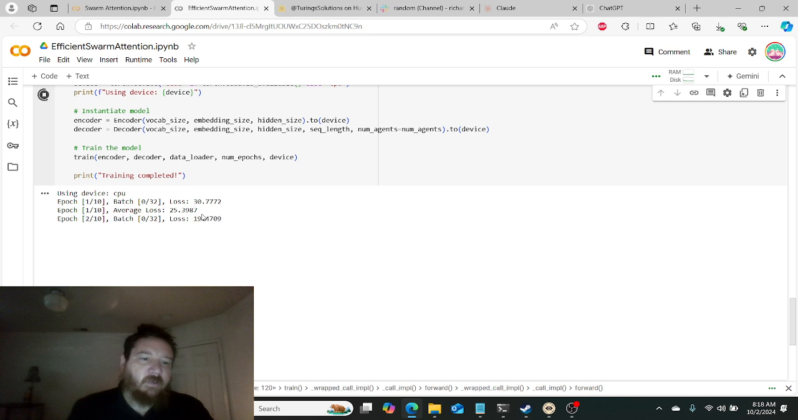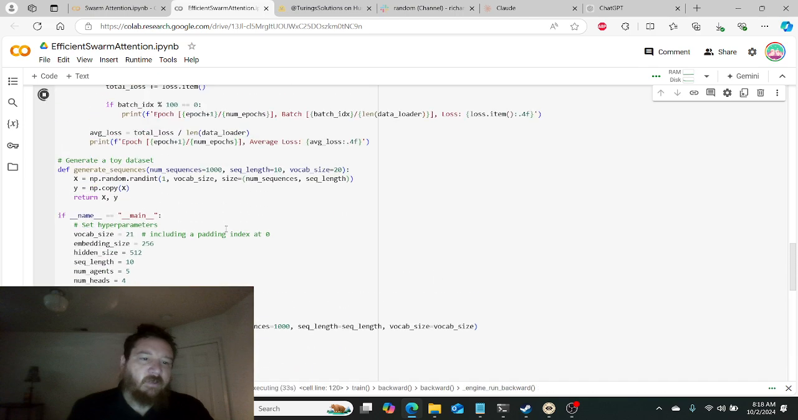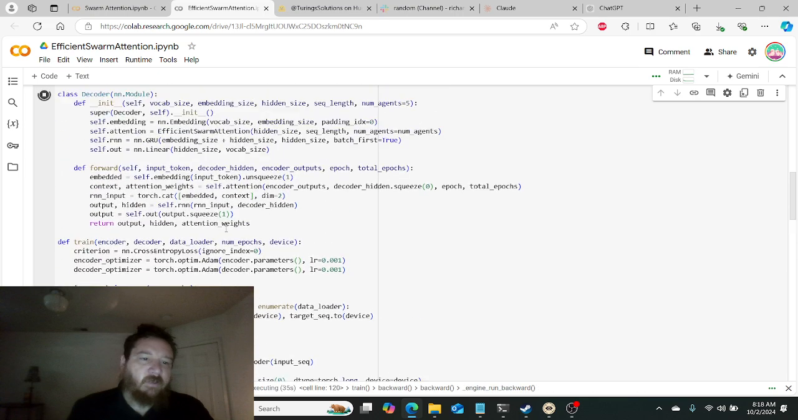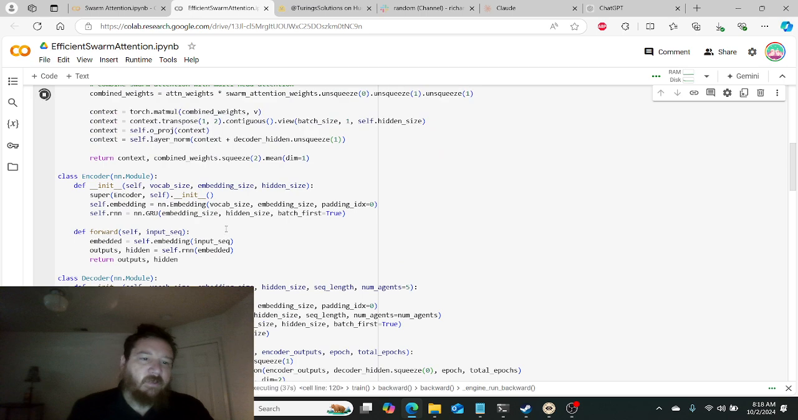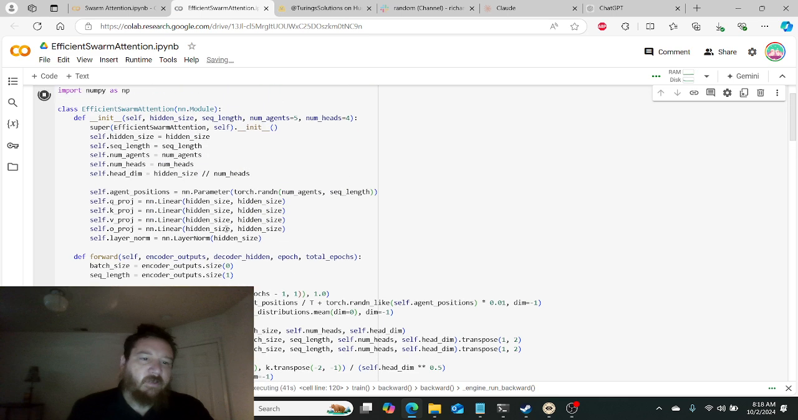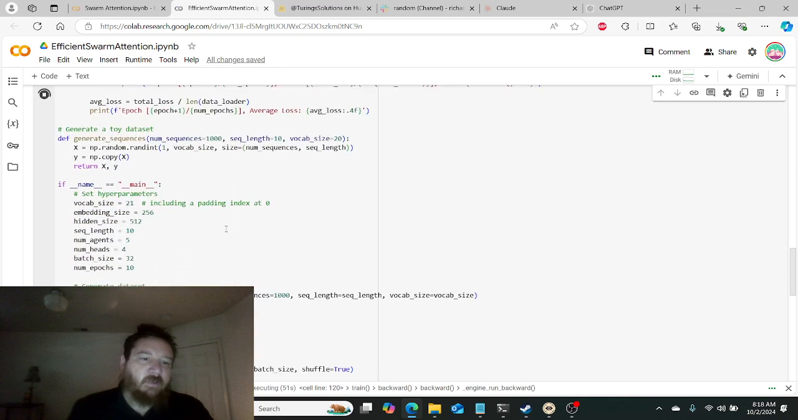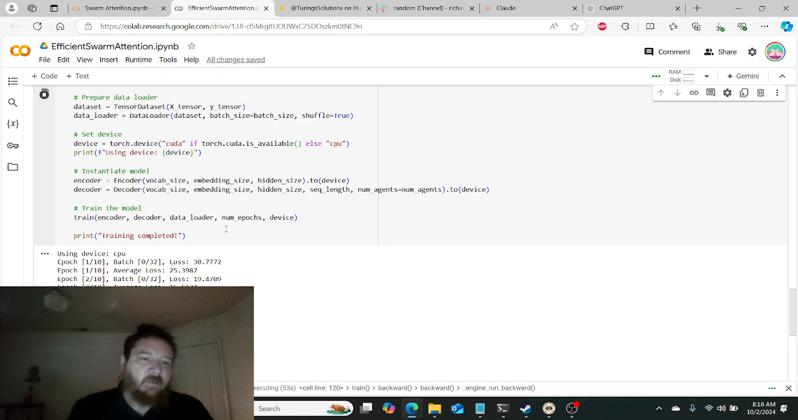So we're training a neural network for 10 epochs, and it's going to take about 2.5 minutes to run here on CPU. This is essentially an overall straightforward attention mechanism. I'm using my swarm attention algorithm for testing in this instance, but other than that, it's just a very straightforward algorithm.